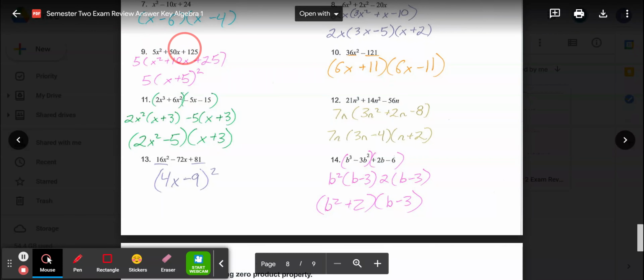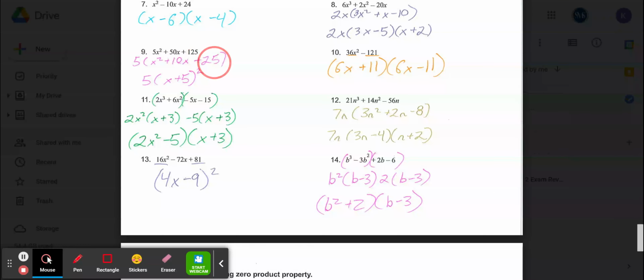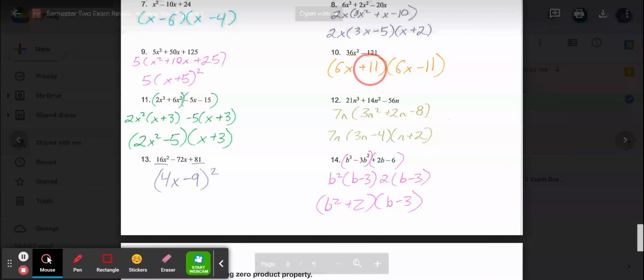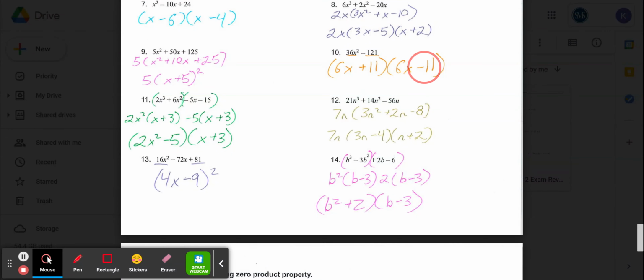9, after we factor out the 5, then we can deal with the x squared plus 10x plus 25, which is a perfect square trinomial. So that's x plus 5 squared times 5. In 10, we have a difference of 2 squares. So square root of 36 is 6. Square root of 121 is 11. So 6x plus 11, 6x minus 11.